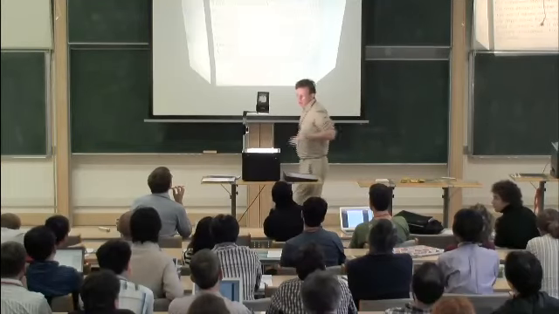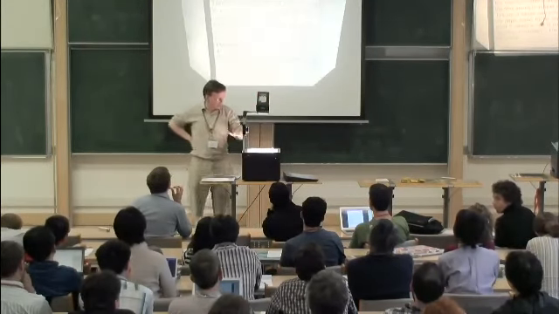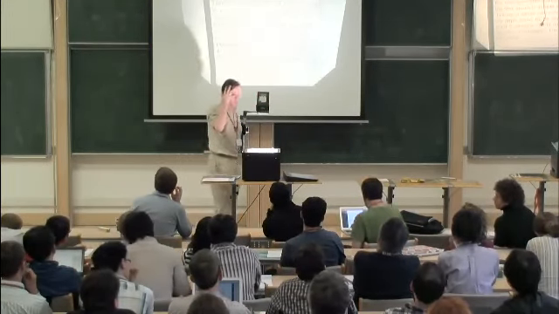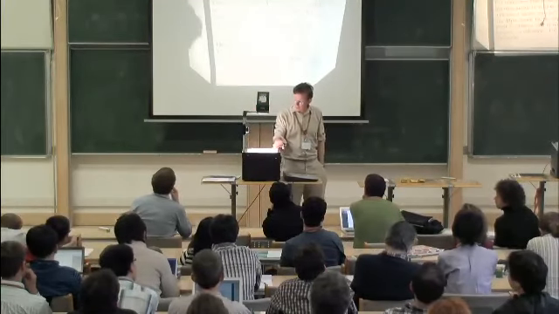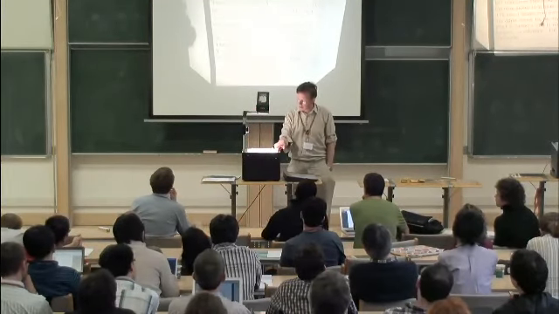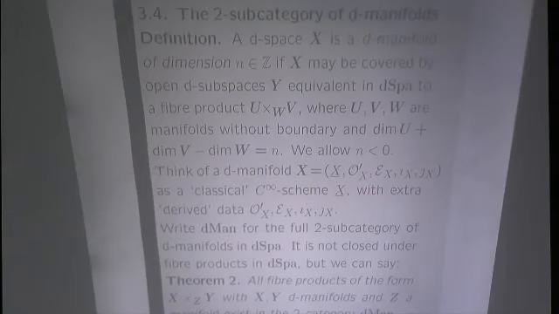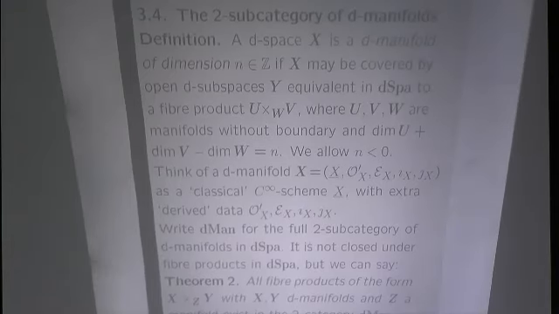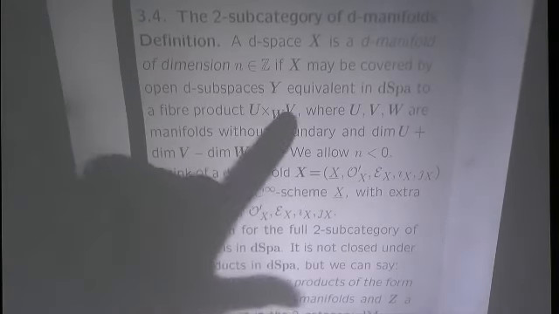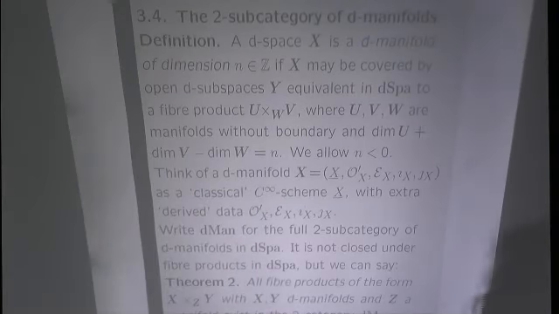Anyway, so inside these spaces I want to define a 2-subcategory of D-manifolds. So I define a D-space to be a D-manifold of dimension n, which is an integer, it's allowed to be negative, if you can cover X by open subspaces Y which are equivalent in D-spaces to a fibre product of the form U times V over W, where U, V and W are manifolds without boundary, and dimension of U plus dimension of V minus dimension of W is n.